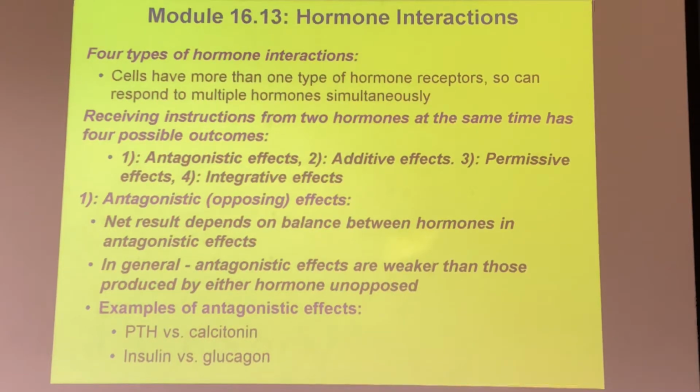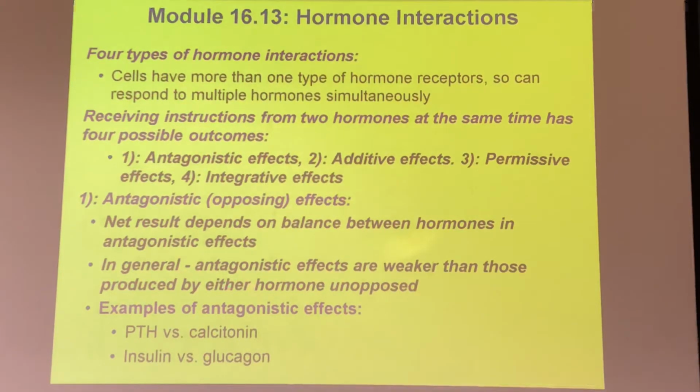Antagonistic means opposing effects. So the result of the antagonistic interaction between hormones is weaker than that produced by either hormone. So if one hormone is producing 5, and the second one is producing 5, if it is additive, it will become 10.